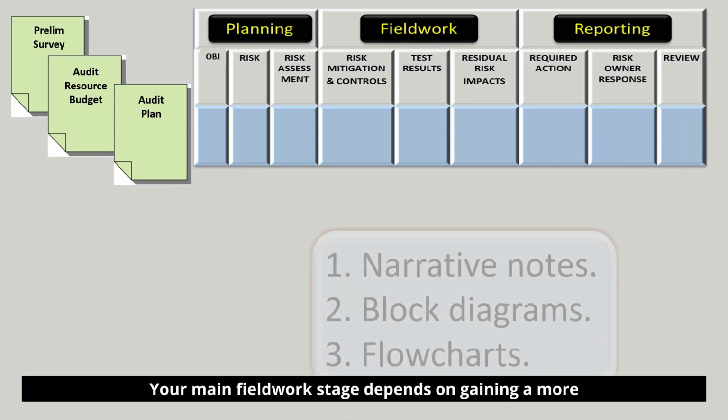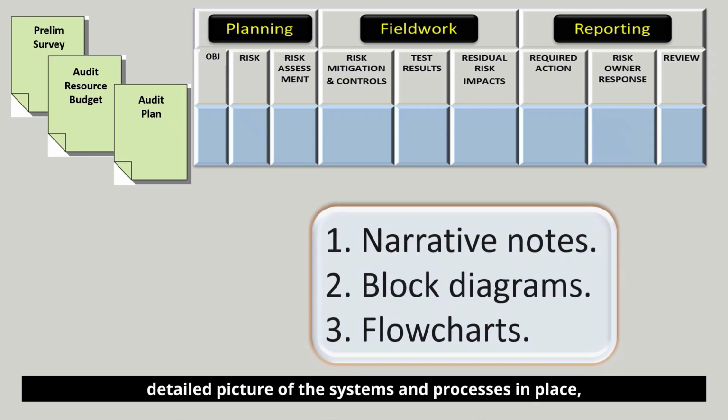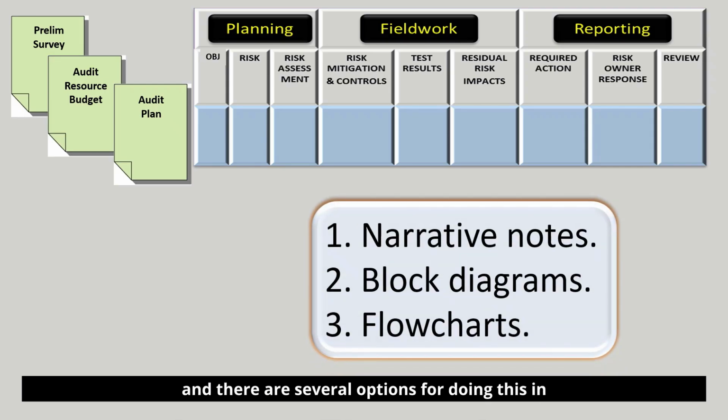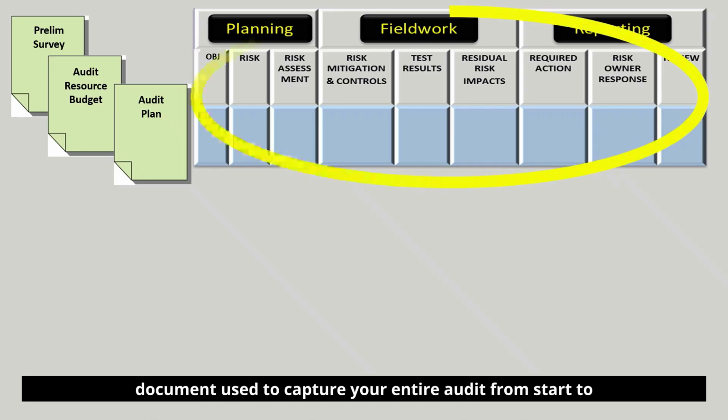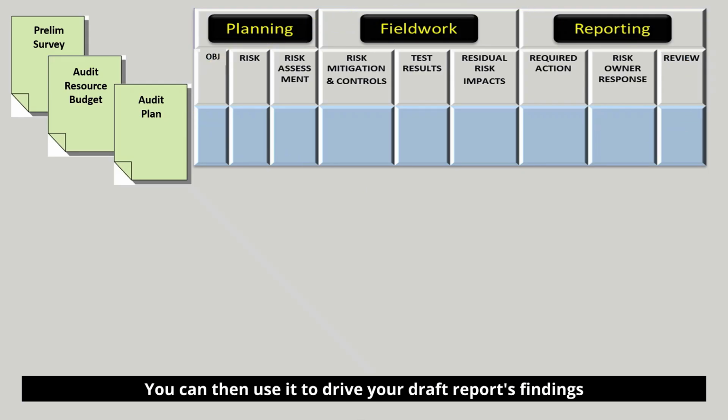Your main fieldwork stage depends on gaining a more detailed picture of the systems and processes in place, and there are several options for doing this, in conjunction with the client manager. 1. Narrative notes which set out what happens, when, how, and by whom in a series of numbered notes. 2. Block diagrams of each main part of the activity, along with links to other related systems. And 3. Flowcharts generated by a suitable AI app, showing the activity and flow of information and decisions. We argue that the fieldwork summary is the central document used to capture your entire audit from start to finish. You can then use it to drive your draft report's findings and recommendations.